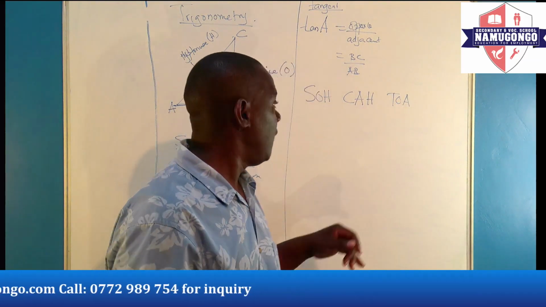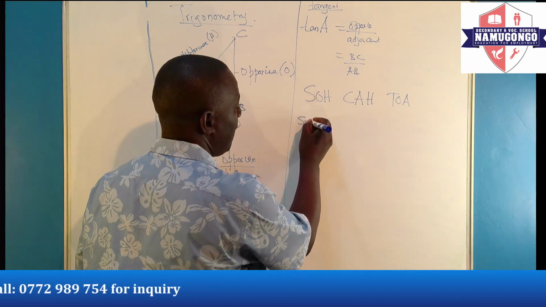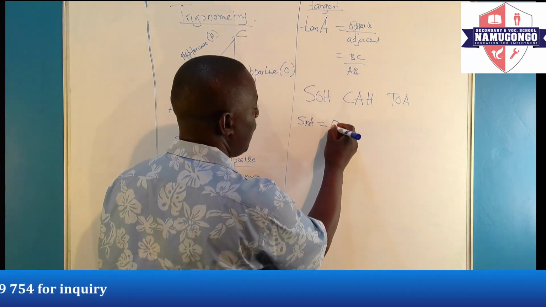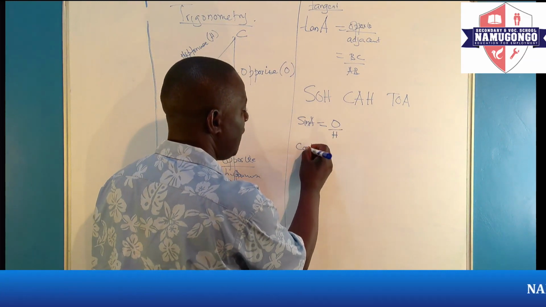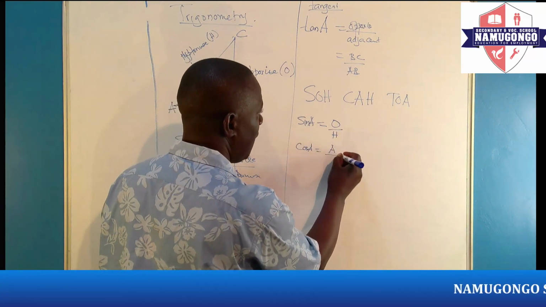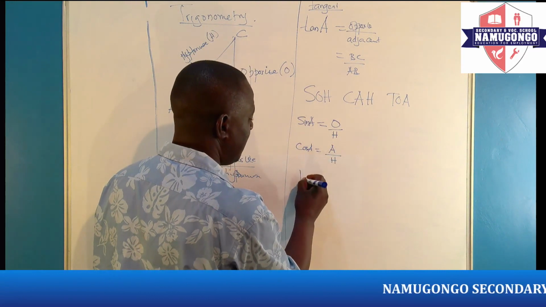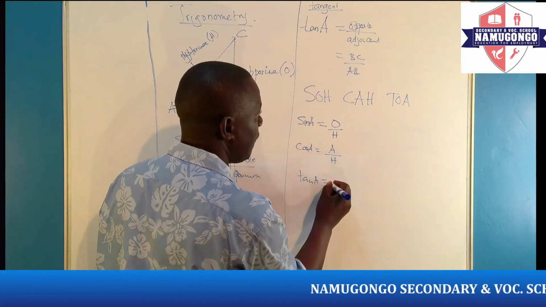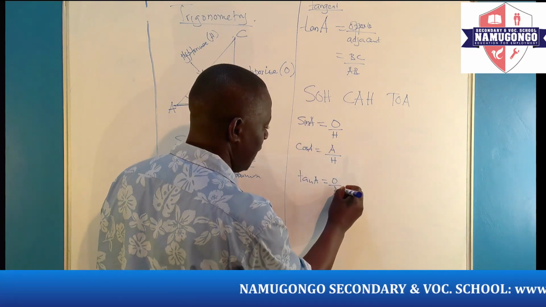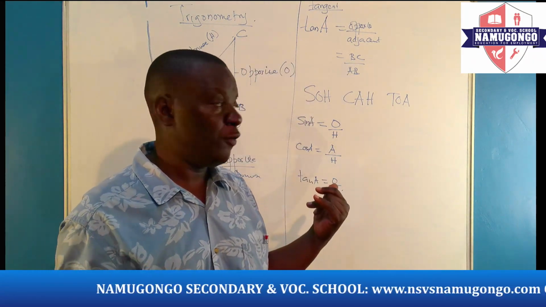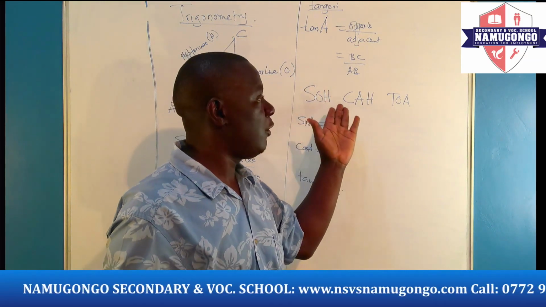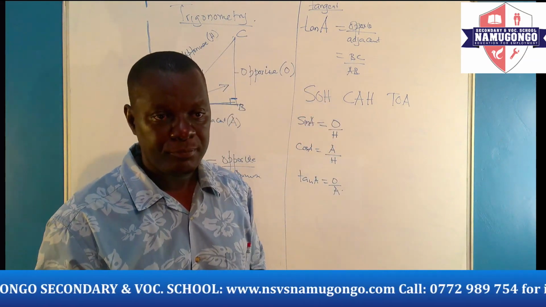Let's have the three. We shall say sine of A is equal to O out of H. Cosine of A is equal to A out of H. Tan of A is equal to O out of A. So you can easily get these ratios by remembering SOH CAH TOA. Next.